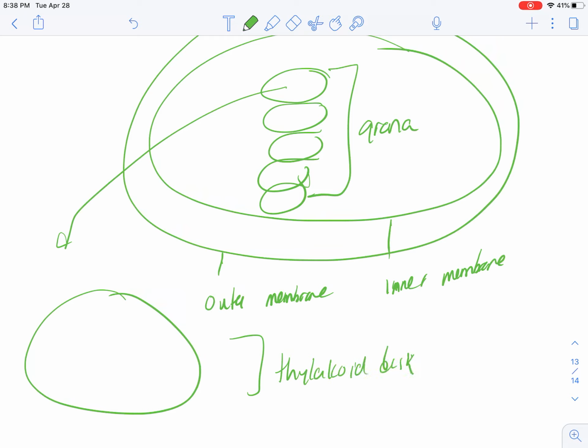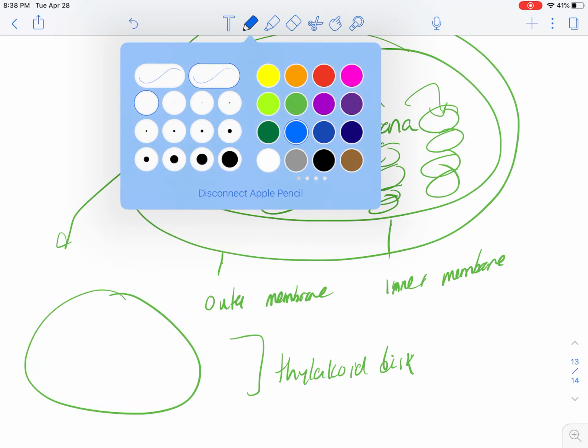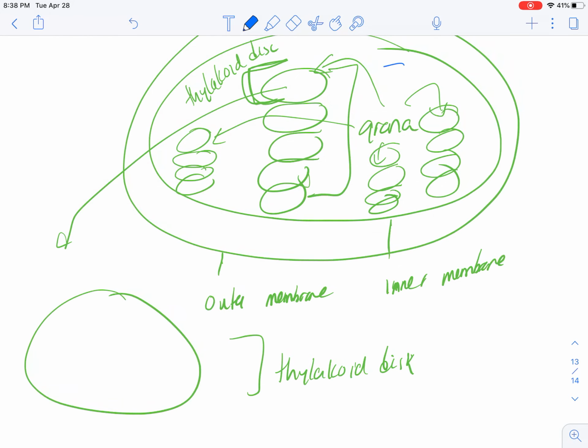Okay, so here's another stack, here's another stack, here's another stack, right? I see all these grana. Here's a stack, here's a stack, here's a stack, and each grana is made up of thylakoid discs. You see that? So those are my thylakoid discs. All right. And this grana is surrounded by a fluid. So we're going to draw the fluid that surrounds it. The fluid that surrounds it is called the stroma.